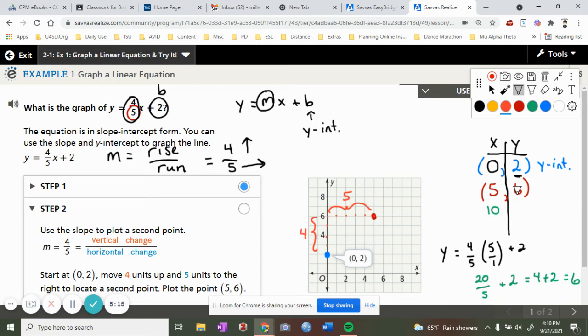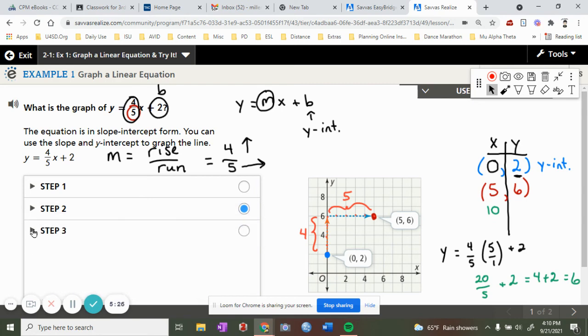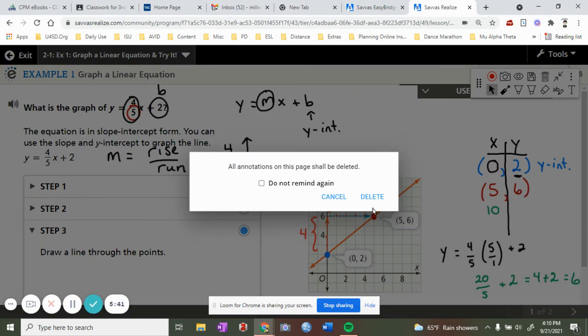Well, that's the point we found making our table of values. So that's cool. Let's see what happens. There it is, 5, 6. And then the last thing we do is draw the line, connect our dots. And it is a line, so it is continuous. It will keep going. All right. Now you try using the next examples on the page.